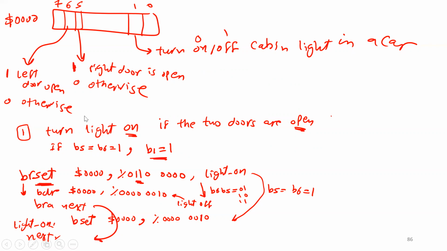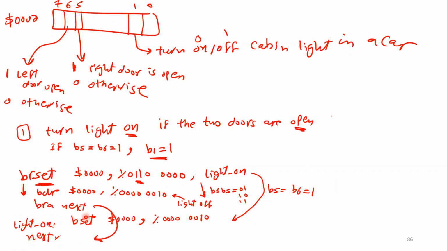So now I'm going to check these 2 bits, bit number 5 and bit number 6 in location 0. That's what I did. Here I want to check if both of them are 1s. So what I did here, guys, is branch if set. If the 2 bits, and then I put 1 and 1 here, are 1s, go to light on. So if bit 5 and bit 6 are 1s, go to light on.